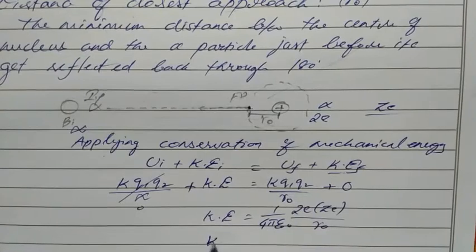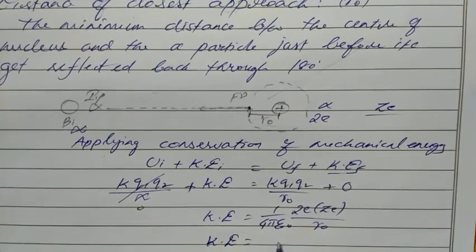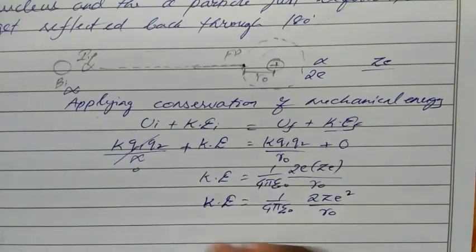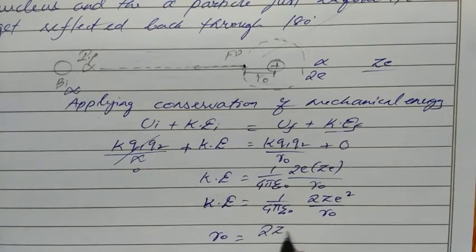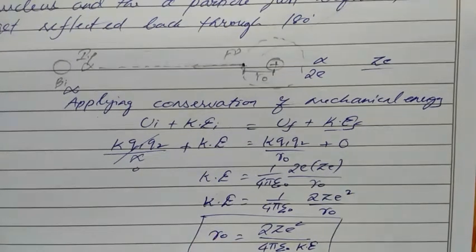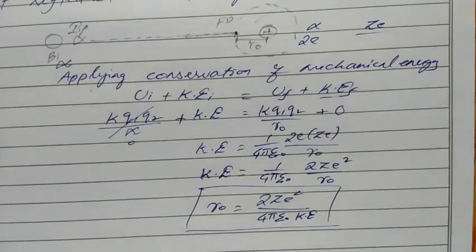So from this we can take Ke equal to 1 by 4 pi epsilon naught 2E Ze, we have 2Ze square divided by R naught. Take the value of R naught equal to 2Ze square divided by 4 pi epsilon naught kinetic energy. So this is the formula for distance of closest approach R naught.